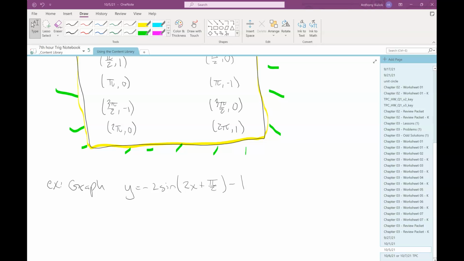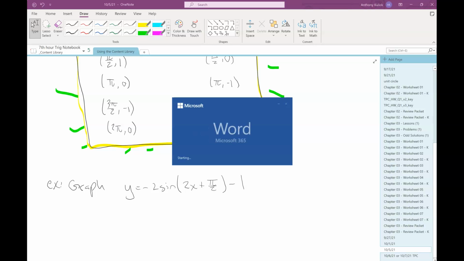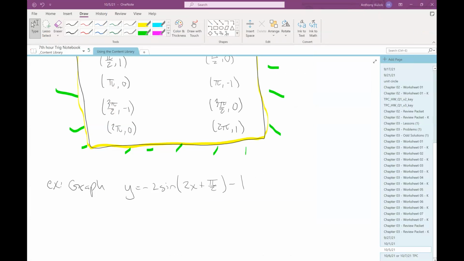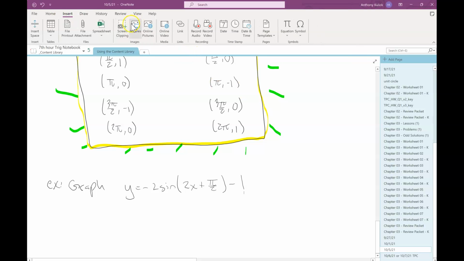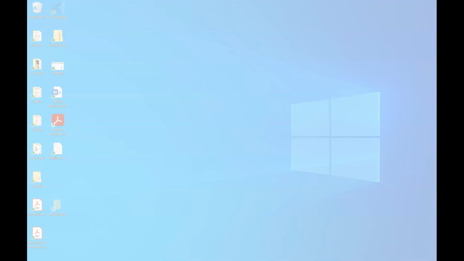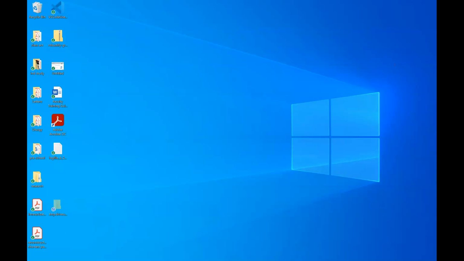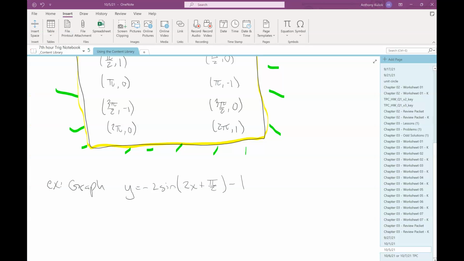So I want to pull the same grid that I would use. So let me do that real quick to put this in so it looks the same. Actually, gosh darn it.